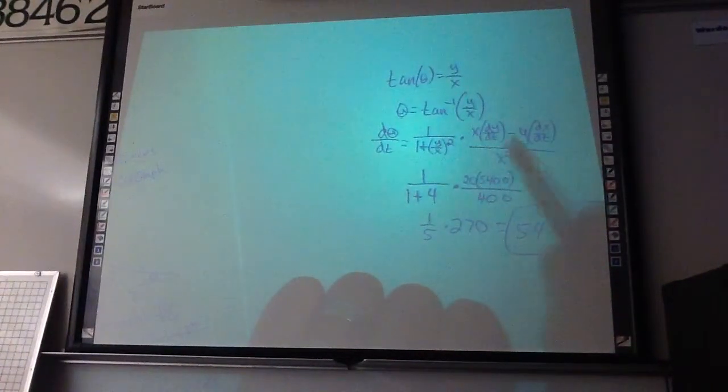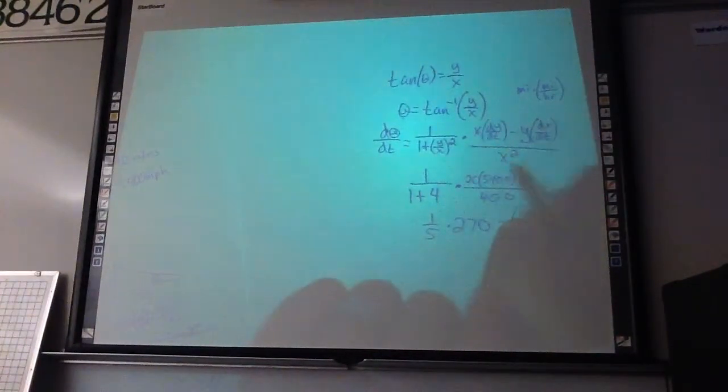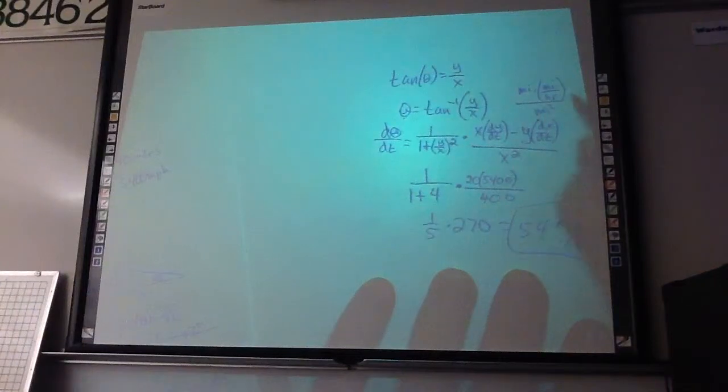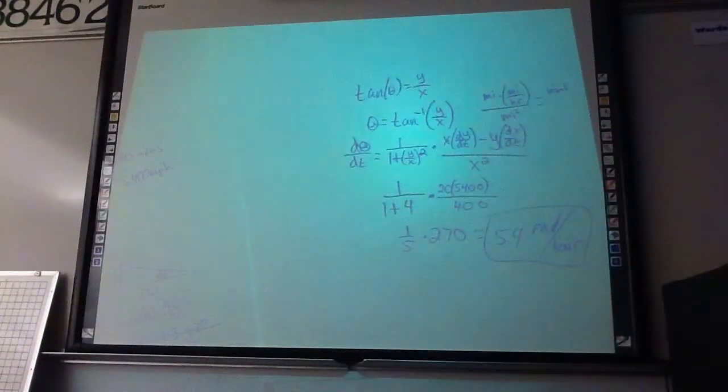Your dy/dt is miles per hour, and that's miles, so it's miles squared per hour? Miles times miles per hour, so you have miles squared per hour. But we're dividing by miles squared, aren't we? So you just have units per hour. So our answer is in radians per hour, so we need to convert it to radians per second.